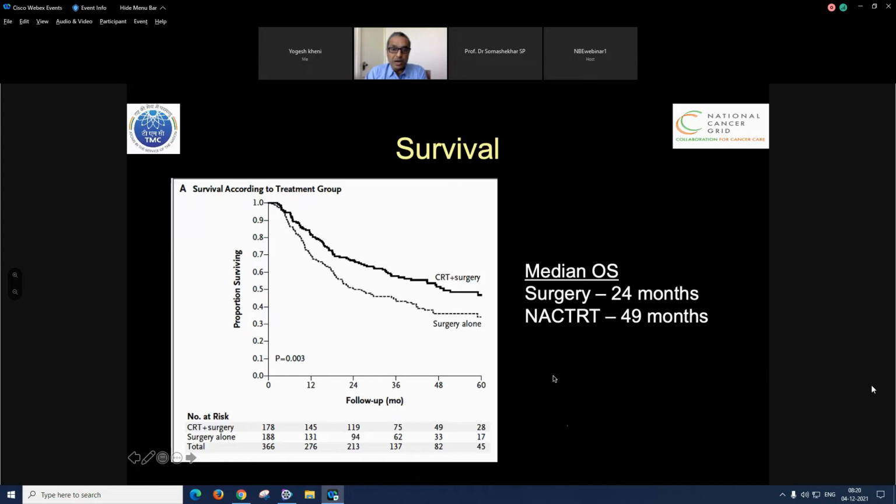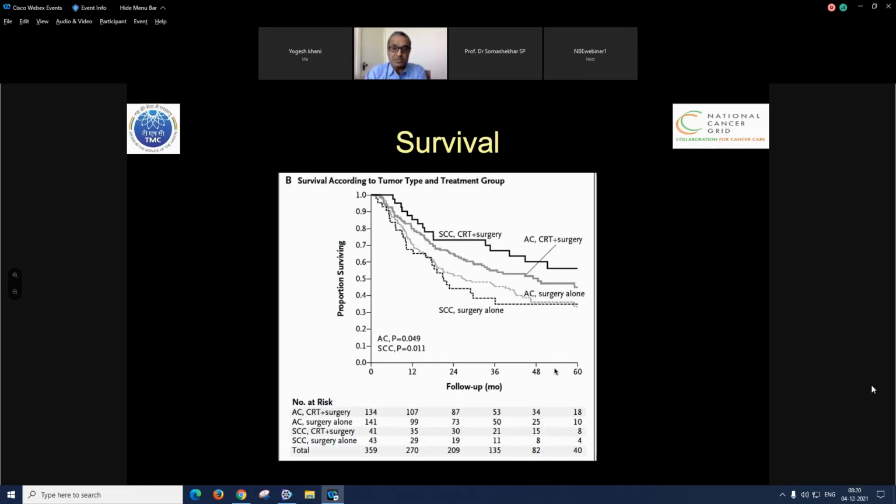And what it showed was a remarkably different survival with neoadjuvant chemoradiation followed by surgery. The median overall survival was 24 months with surgery alone and 49 months with neoadjuvant chemoradiation. So almost a doubling of survival with this approach of neoadjuvant chemoradiation followed by surgery.